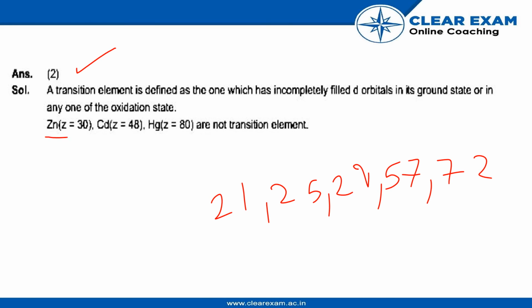And Zn, Cd, Hg are not transition elements because they have completely filled d orbitals in its ground state or any of the oxidation states.